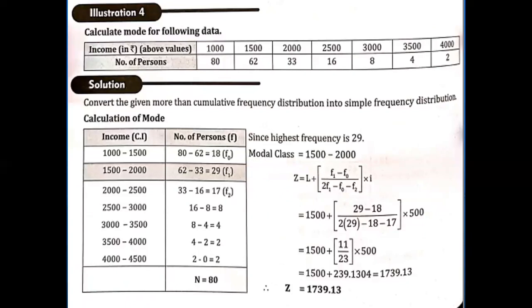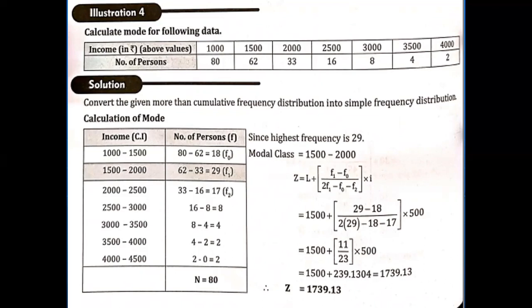Now here we take a different type of problem. We have a problem where income in rupees is given. The bracket is written as above values, and the number of persons is given here. So the number of persons is the frequency here. The frequency given here is actually the cumulative frequency. Cumulative frequency you cannot take in the modal formula. So first you have to convert that into normal frequency.